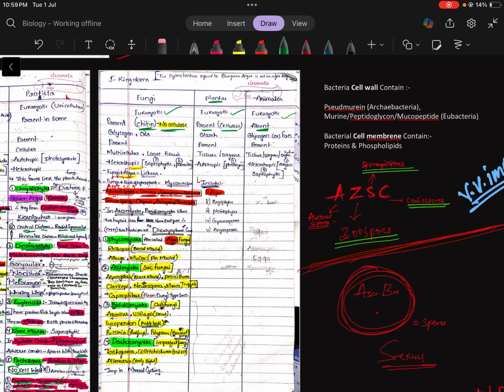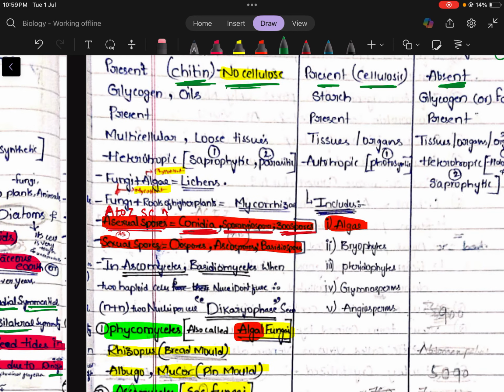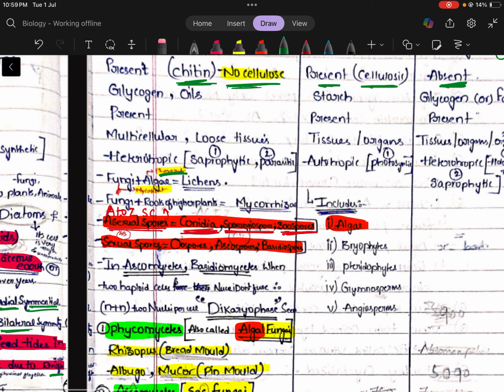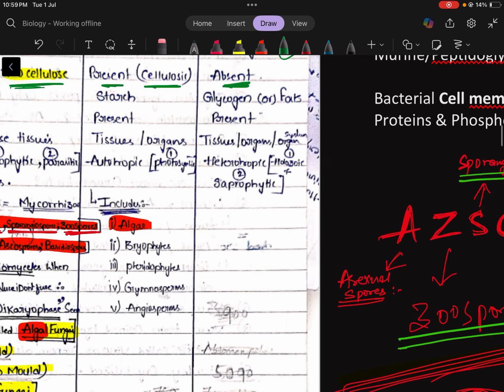Fungi have some other groups. Mainly this is important: fungi have some association with algae that is called lichens. The fungal part of that lichen is called mycobiont. And the algal part of that lichen is called phycobiont. Fungi can also associate with the roots of higher plants. That is called mycorrhiza.